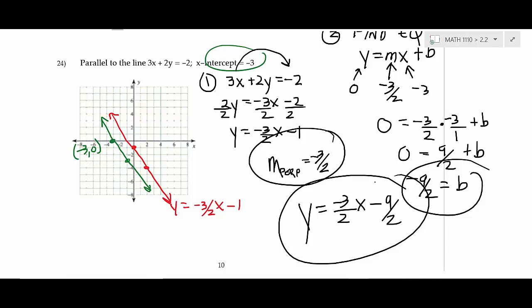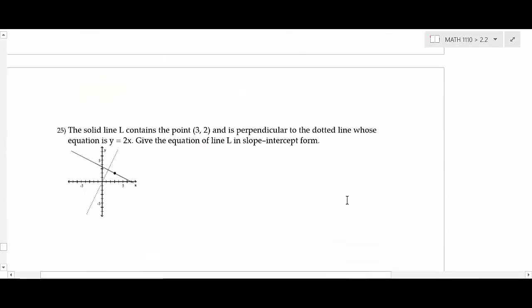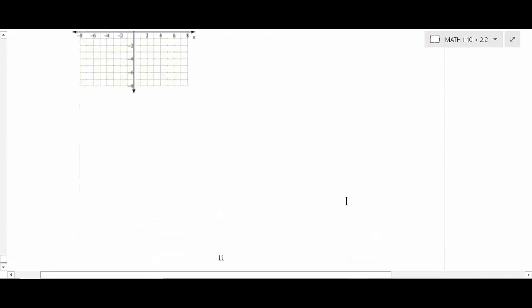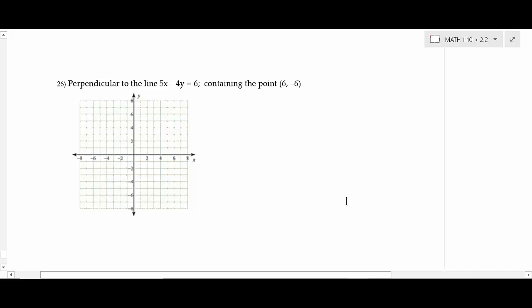Okay, there's a lot of repetition in this equation of line. We just kind of look at different situations. Okay, I want to go to 26, and that'll finish this up tonight. I'm going to skip 25. And this one's perpendicular. It's very similar.